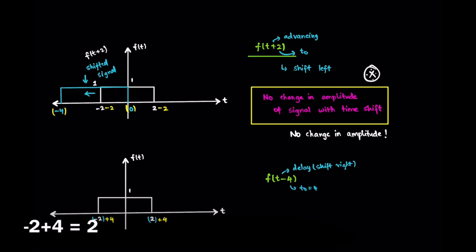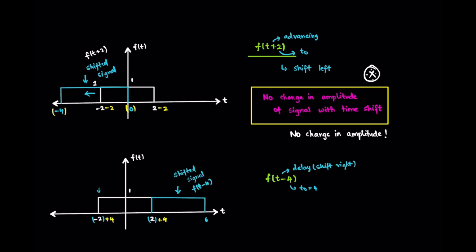So when you do this, -2 plus 4 is equal to 2. So this position will come here. And when you do 2 plus 4, it will go to 6. So it will be at this position. So this blue signal denotes our shifted signal. Again, there is no change in the amplitude of the signal.